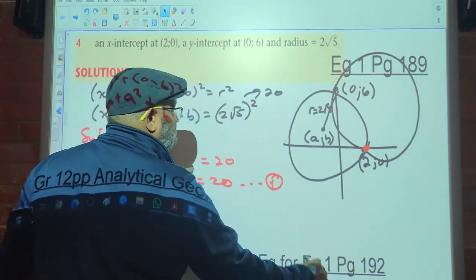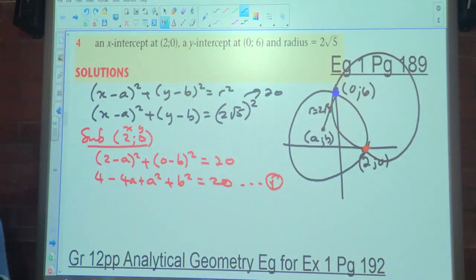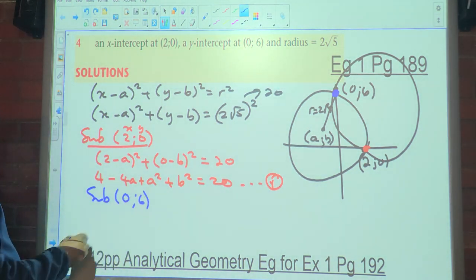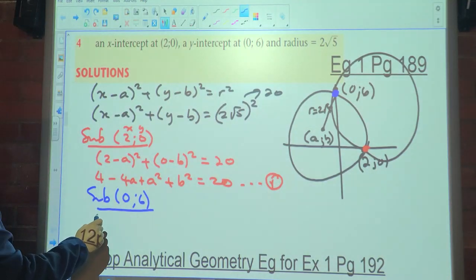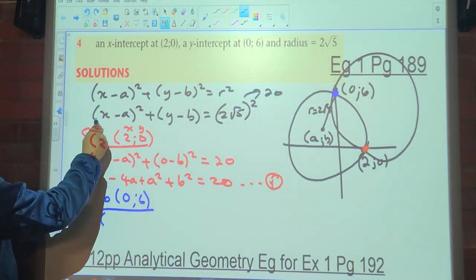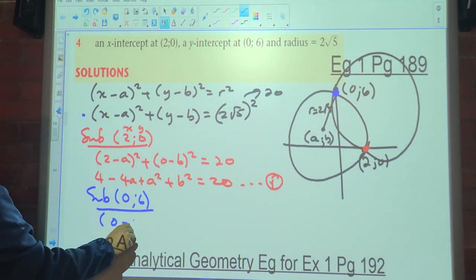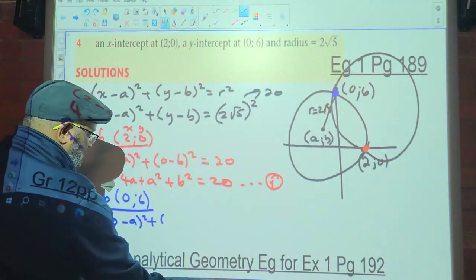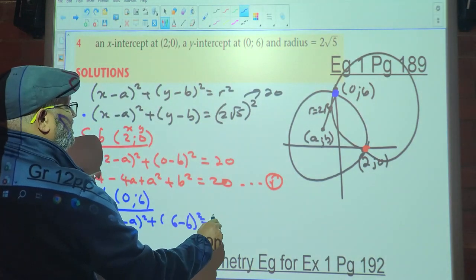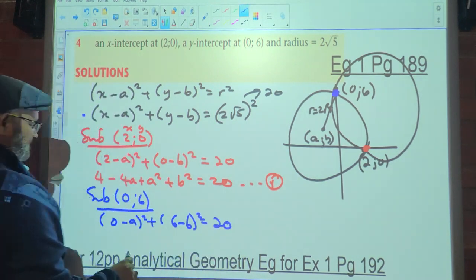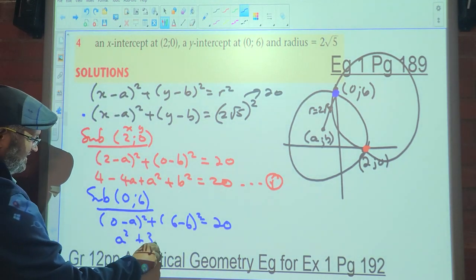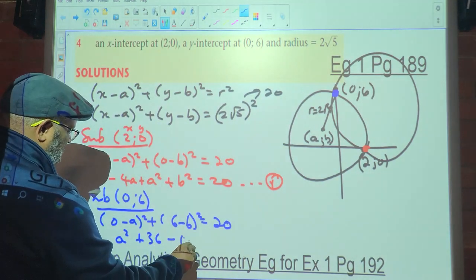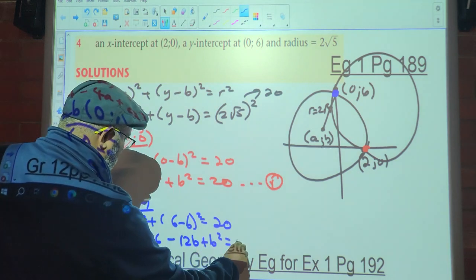Now for equation 2 I'm going to substitute that point in. Okay, so now we're going to substitute 0 and 6, going back into this equation. So it's x which is 0 minus a squared plus y which is 6 minus b squared is equal to r squared, which is 20, which gives me a squared plus 36 minus 12b plus b squared is equal to 20.